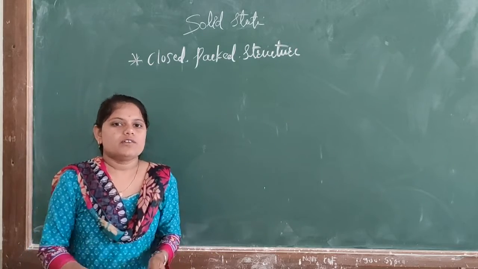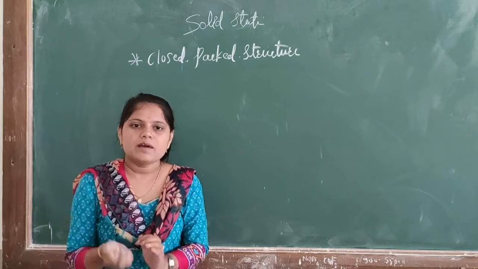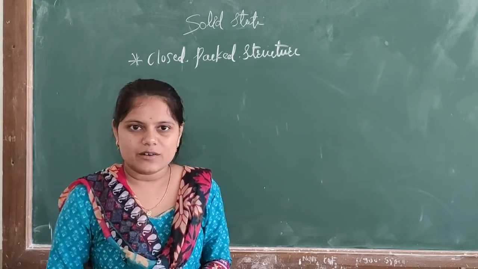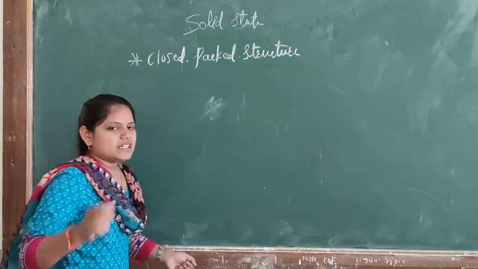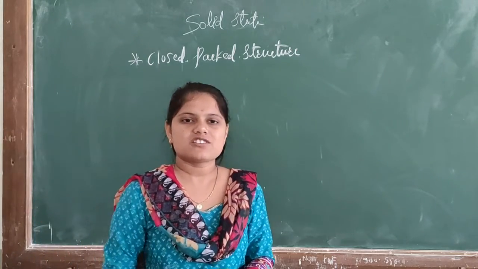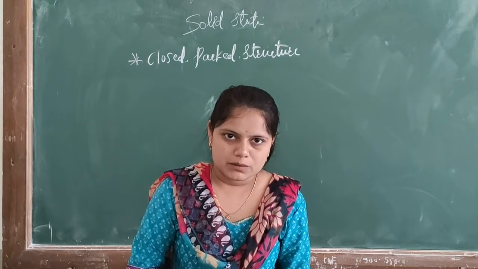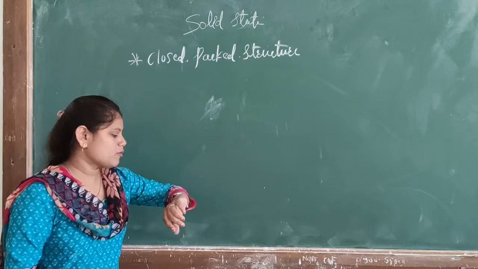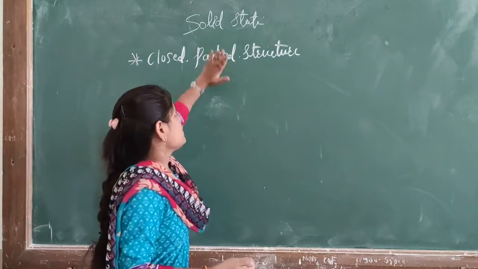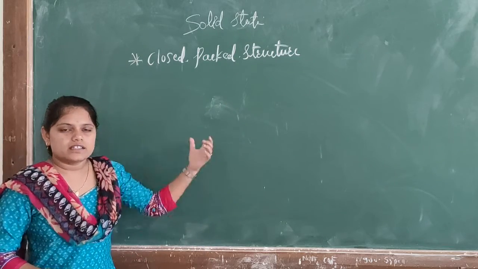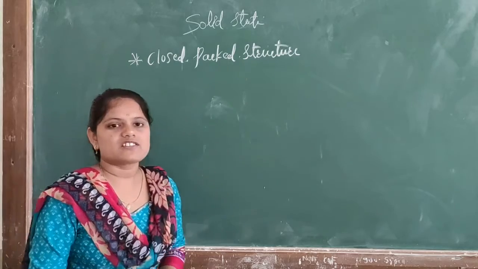Unit cell. I already completed how to calculate the total number of atoms present in a unit cell, for the close packed structure, simple cubic, and face centered cubic. Today I am going to start a new chapter. There is a new concept in this chapter, solid state. The next part of solid state will be the close packed structure.